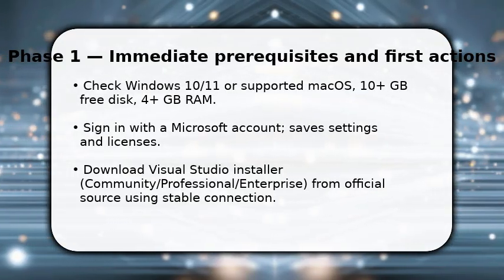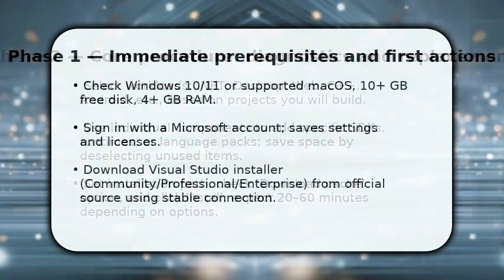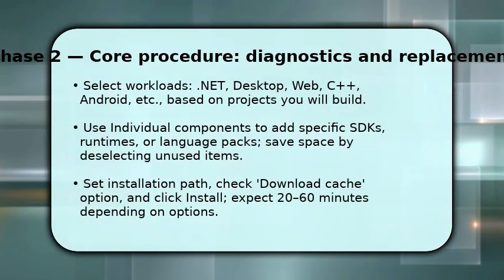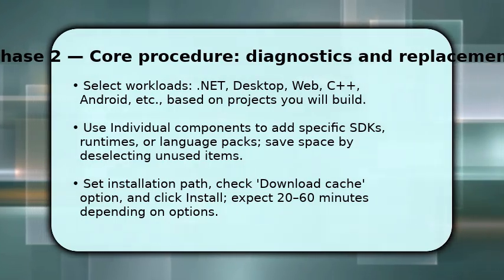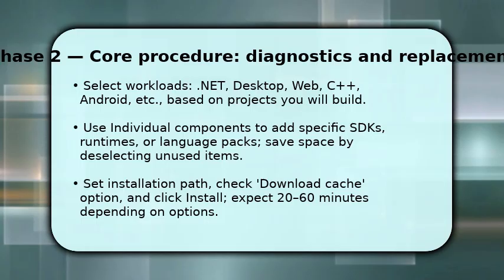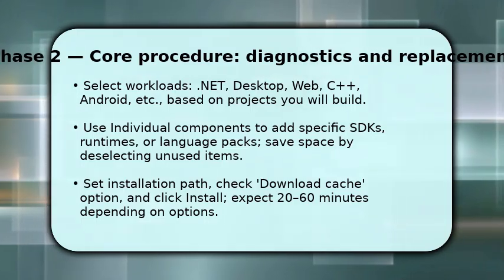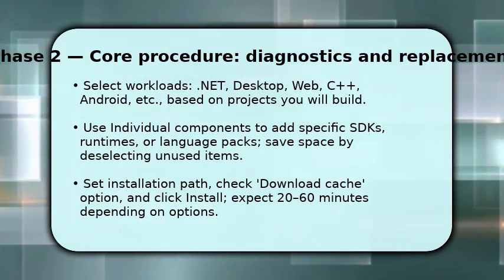You'll now pick workloads tailored to your projects. Choose only what you need because each workload adds GBs. Once you select a workload, click individual components to add or remove SDKs, runtimes, and language packs. This is how you control disk use and build targets.